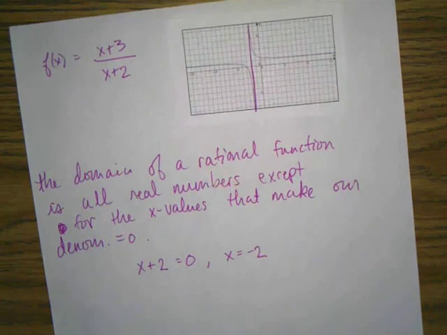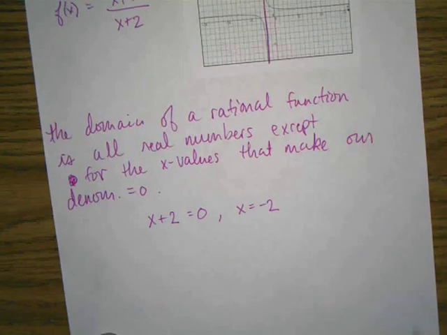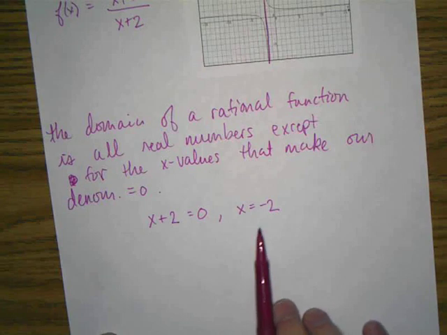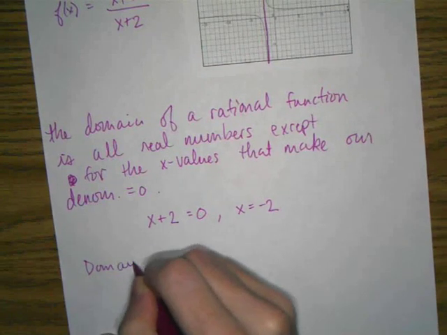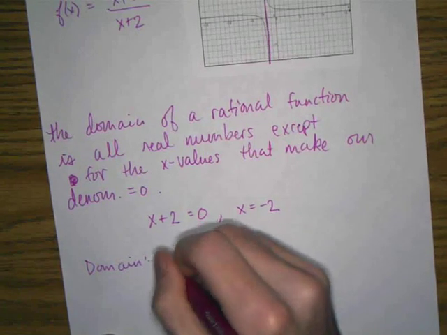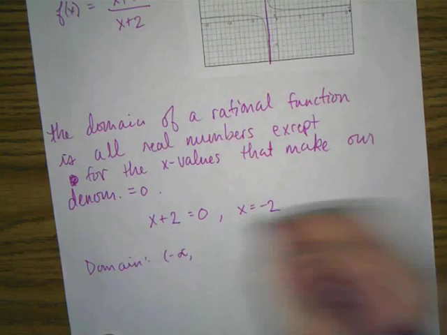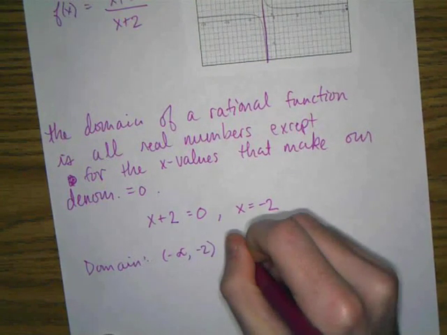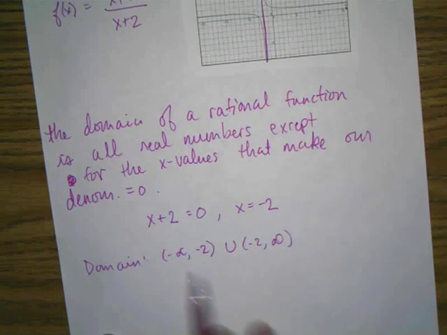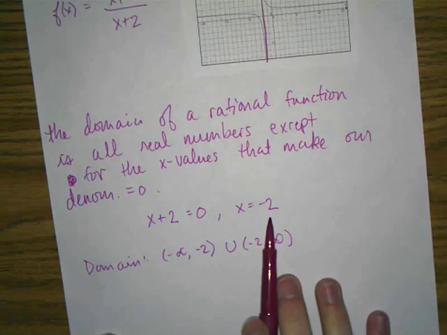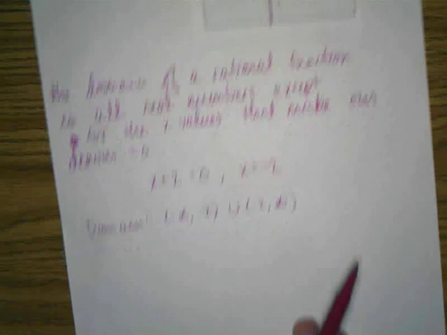Okay, so like we said, the domain is all real numbers except for these values that make our denominator equal to 0. So our domain is simply negative infinity to negative 2, union negative 2 to infinity. This is all real numbers except for what makes our denominator equal to 0.